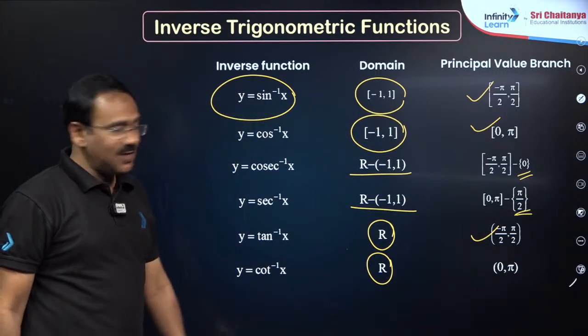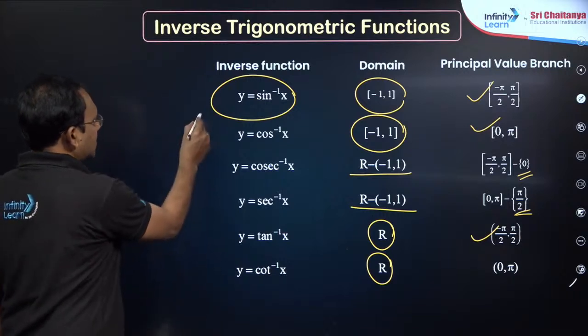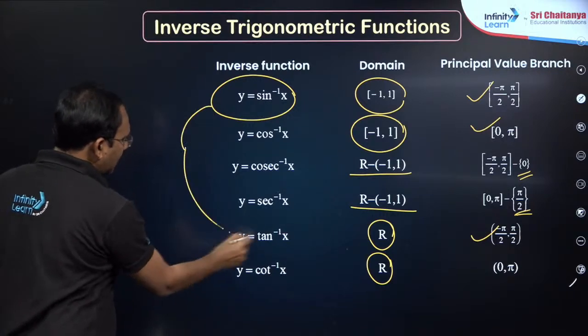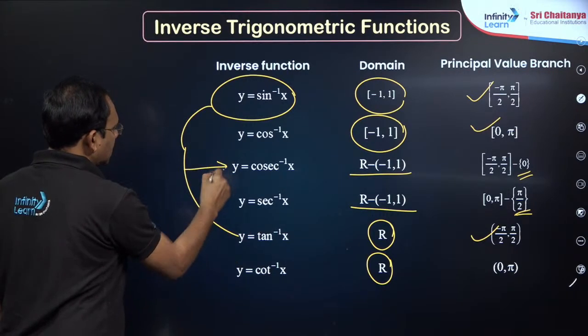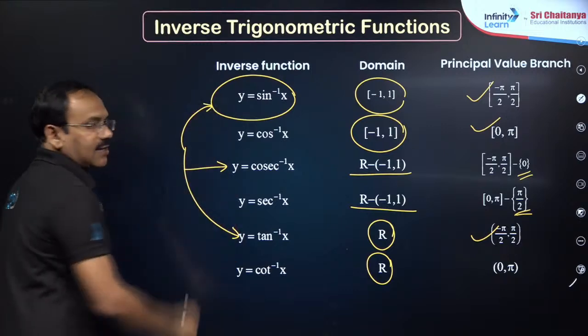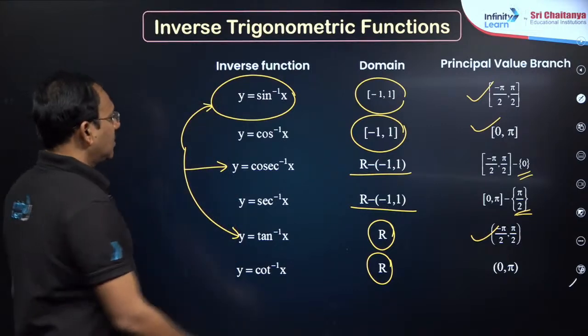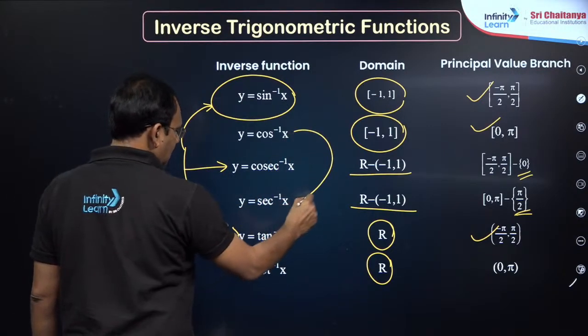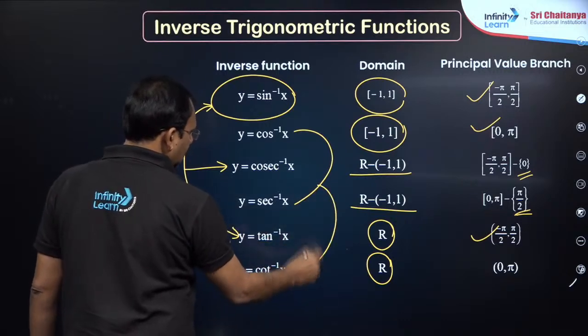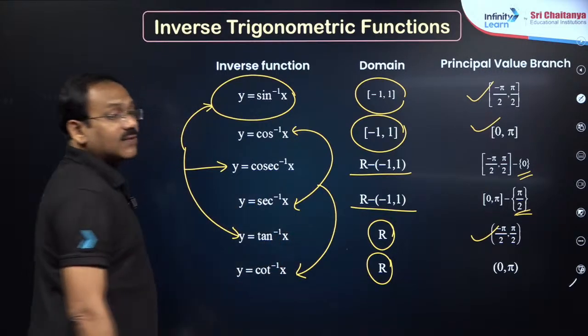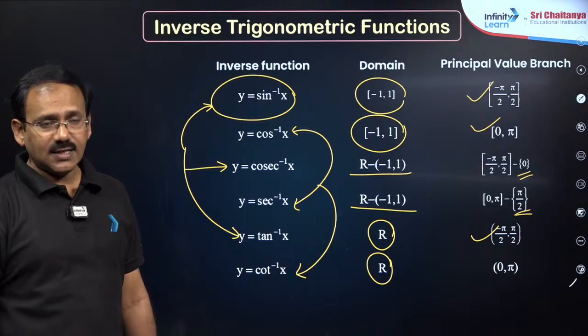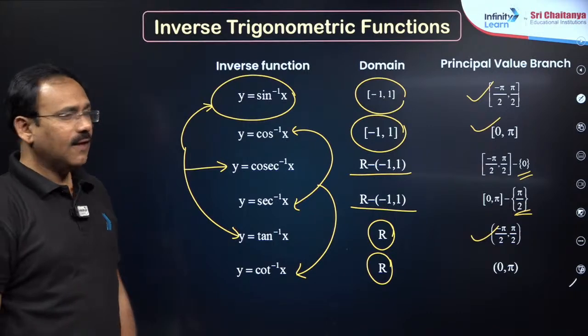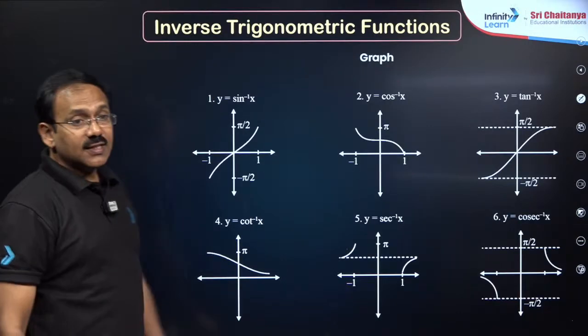And most importantly, dear students, sine inverse x, tan inverse x and cosecant inverse x, these three behave alike with respect to results. Cos inverse x, secant inverse x, cot inverse x, these three behave alike because of their range, my dear friends, right? Clear? Fine.